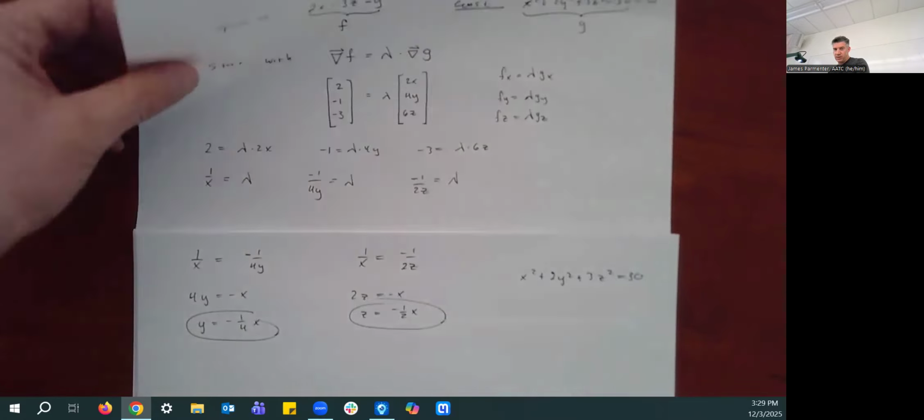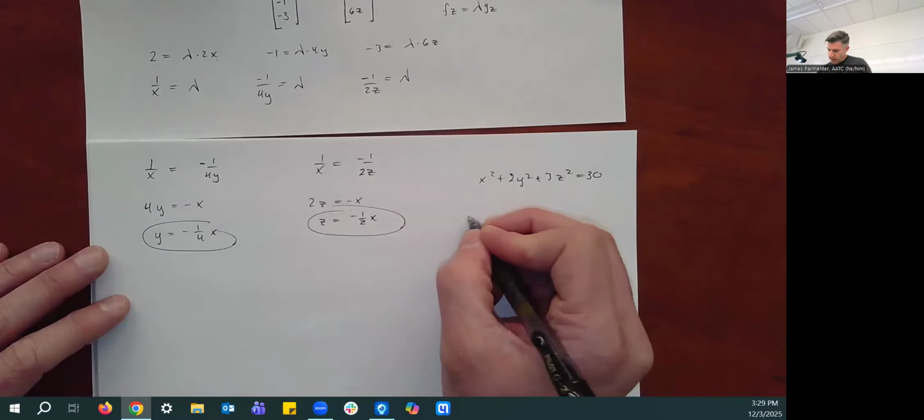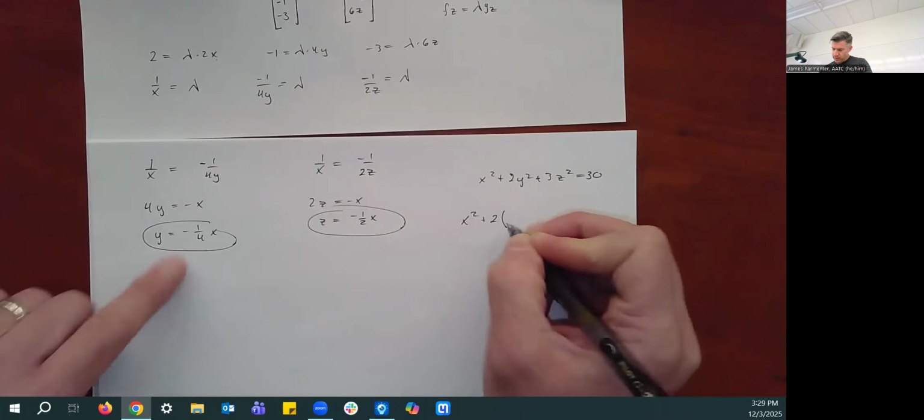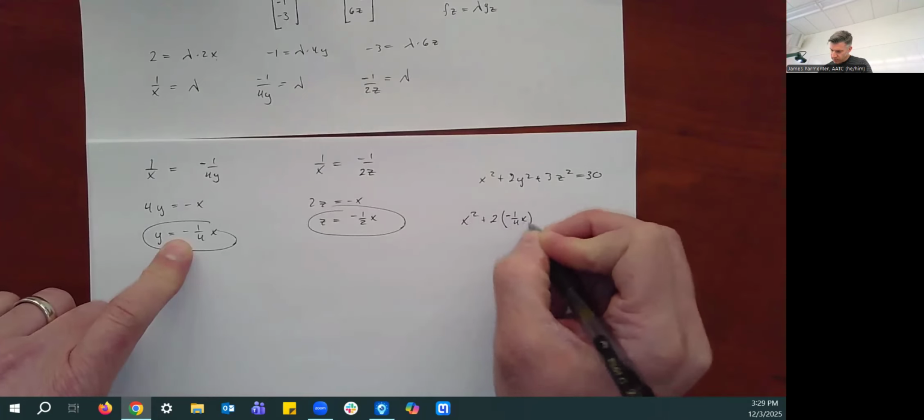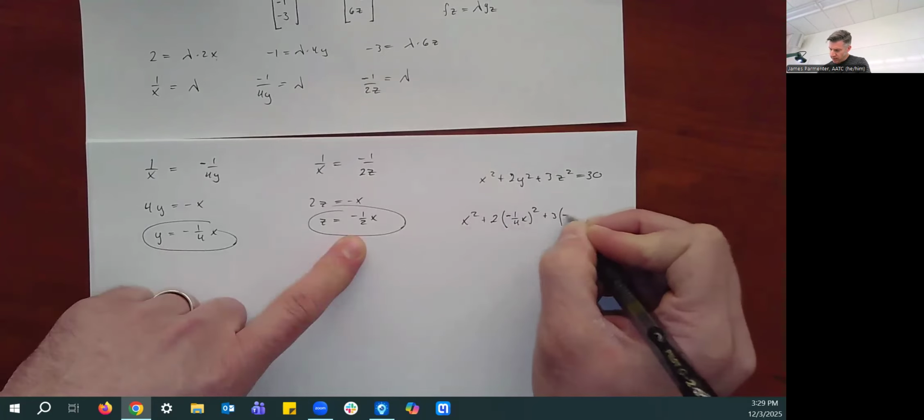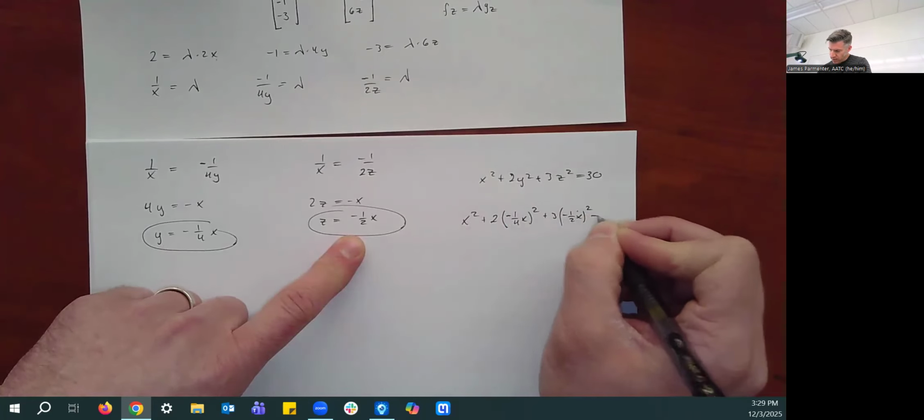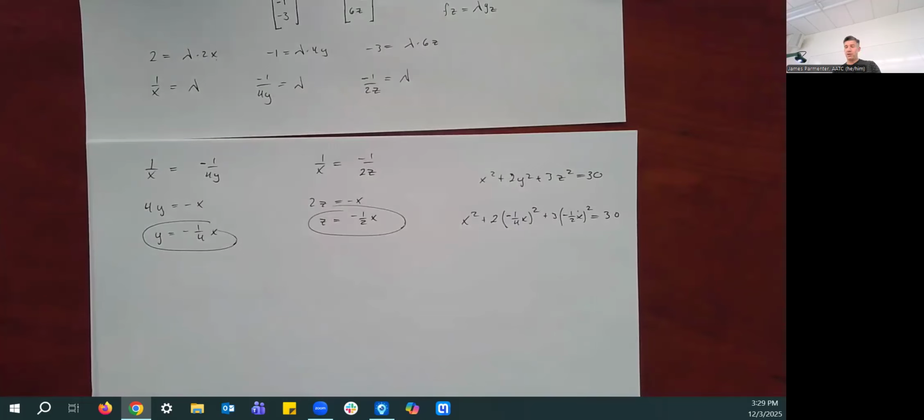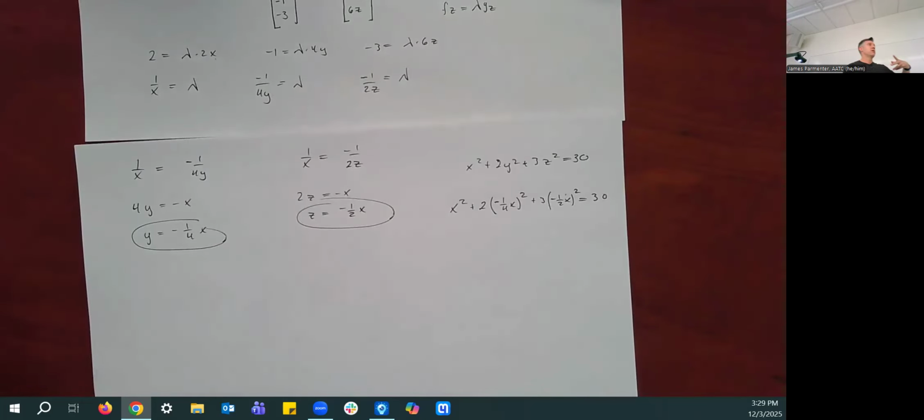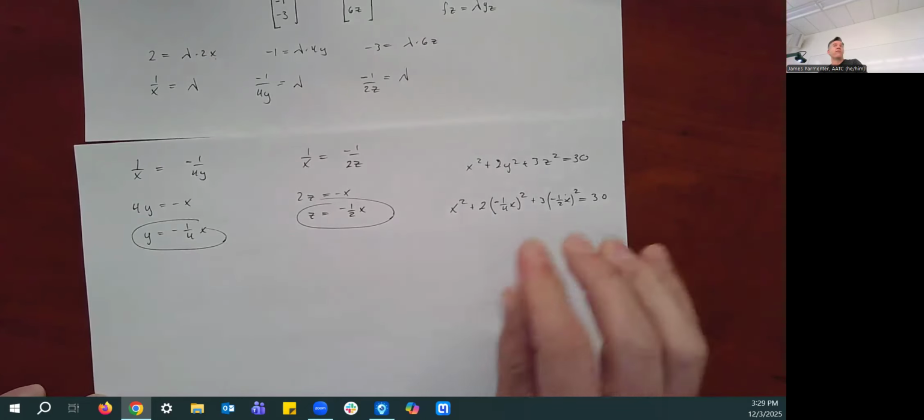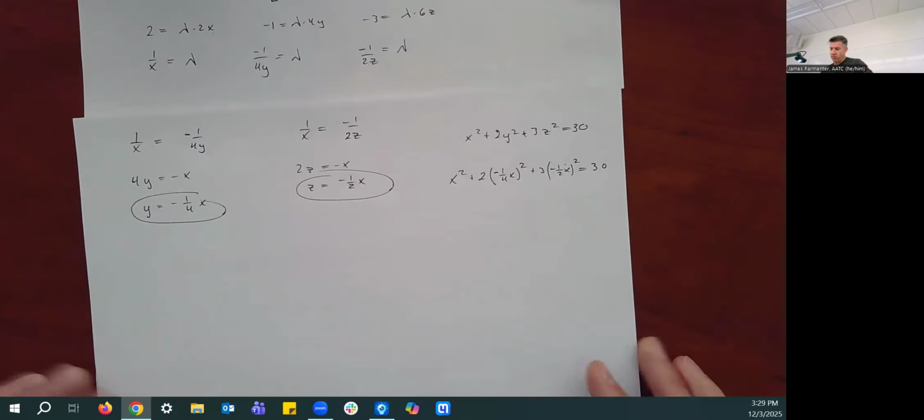So look at what this becomes. This becomes x squared plus 2 times (-1/4 x) squared plus 3 times (-1/2 x) squared equal to 30. And now it's just solving an equation. So that's usually how this goes. You use your Lagrange equations, where each partial is equal to lambda times each other partial, to essentially write all of your variables in terms of one variable. And then you put those into your constraint to write that equation in terms of just one variable, which you can then solve. So let's see what we get here.